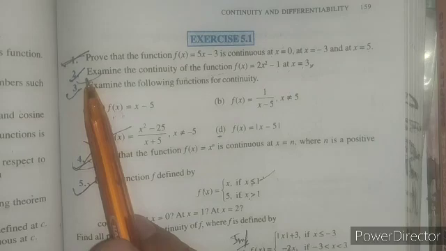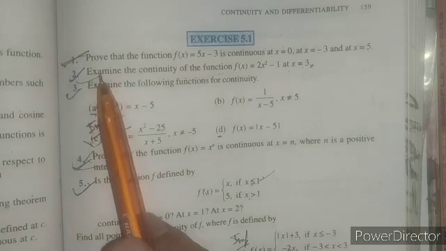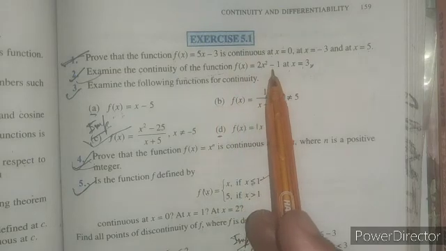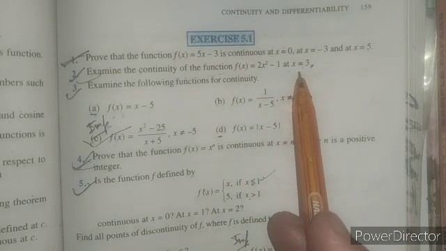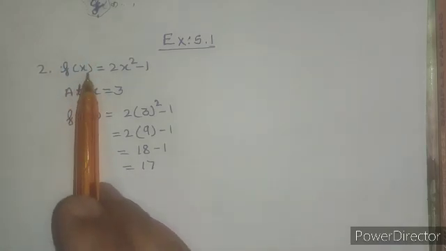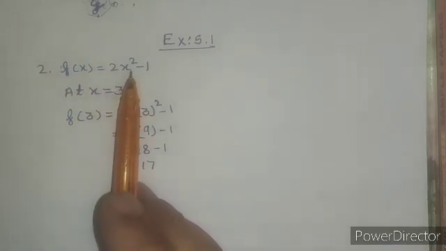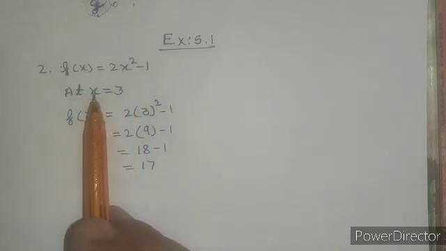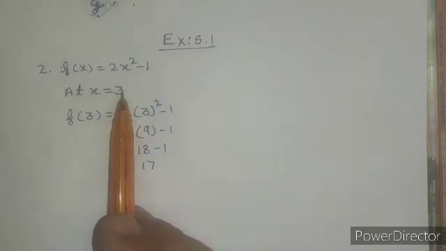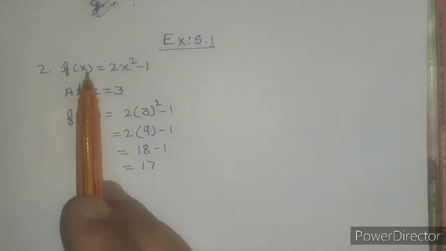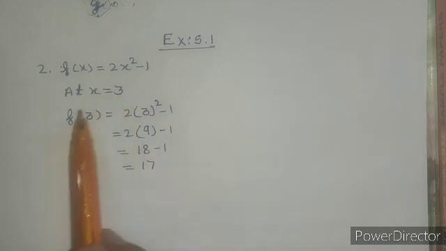Now I am doing question number 2, where we have to examine the continuity of the function f(x) equal to 2x square minus 1 at x equal to 3. Here the function f(x) is given to us as 2x square minus 1. Now we have to check its continuity at x equal to 3. First of all we will find out the value of the function at 3.